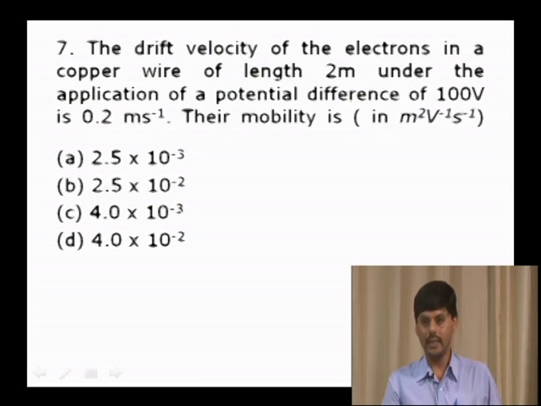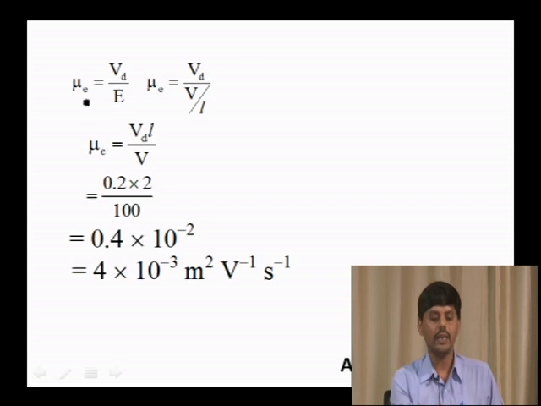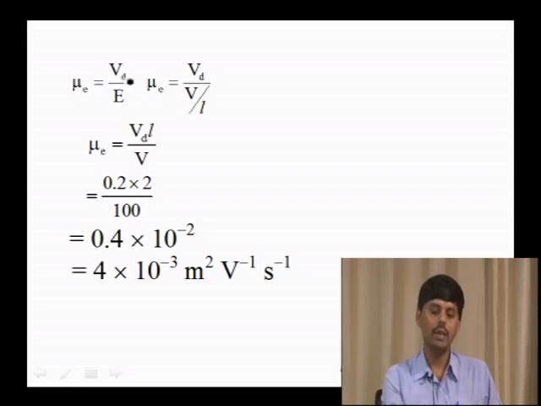The solution for this: we have a relation, mobility is drift velocity per unit electric field. This can be rearranged, the electric field can be written as V by L. So therefore mobility is Vd into L divided by V, where Vd is the drift velocity, L is the length, V is the voltage. Substitute the values: Vd is 0.2 meter per second, length is 2 meter and the potential is 100 volts. 2 into 0.2 is equal to 0.4.